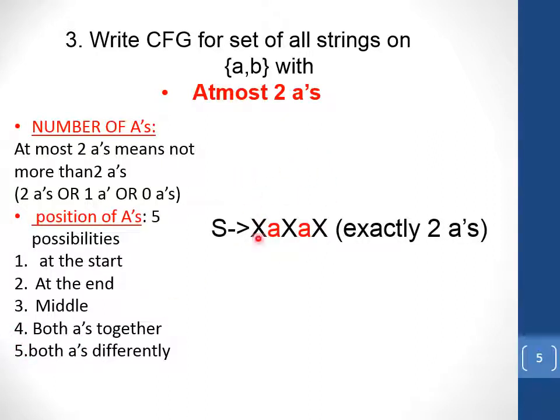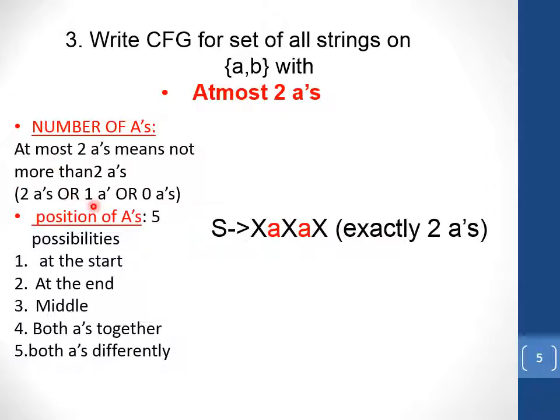The first rule is that S tends to capital X A, capital X A, capital X. Now this means that there could be exactly 2 A's and the grammar would accept all strings having exactly 2 A's. Now remember, this capital X cannot be replaced by any of the AX, because it is exactly 2 A's as we have seen in the previous question. So this X is not any combinations of A's and B's, but is actually any combinations of B's. Okay, now this condition satisfies the 2 A's rule.